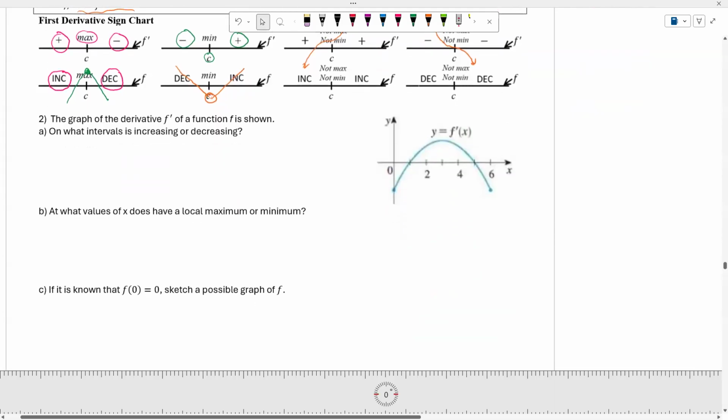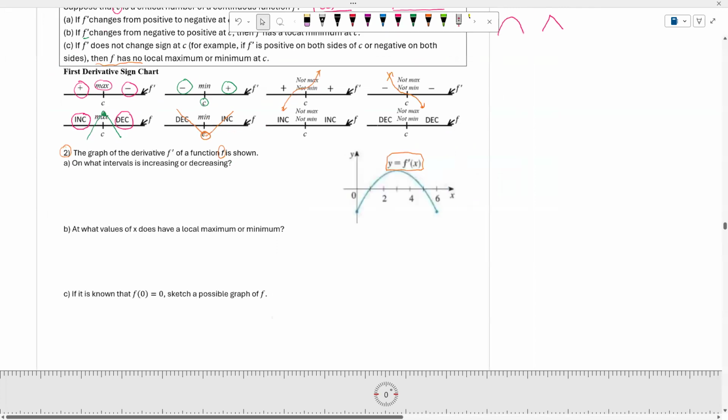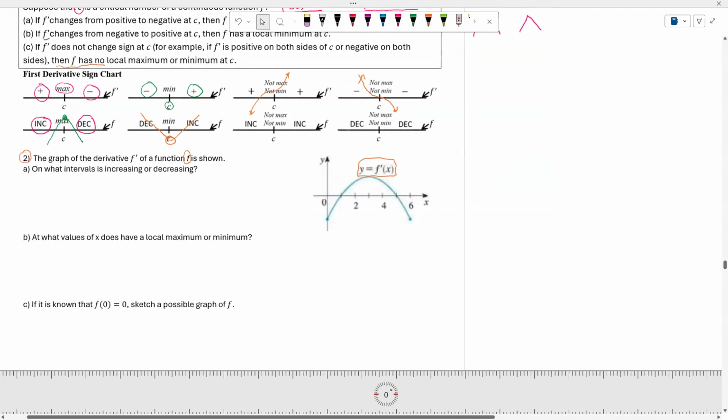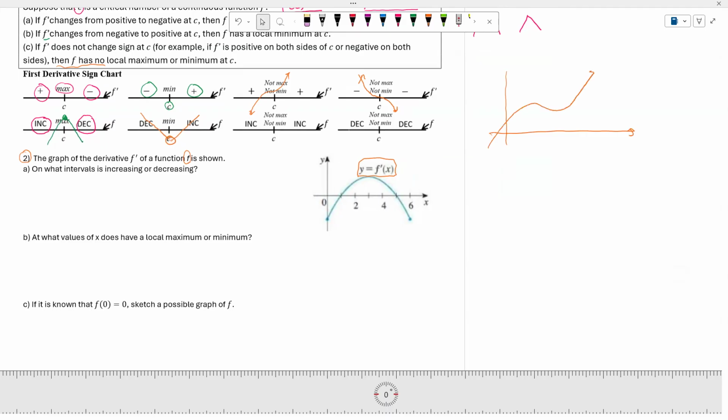Right now we would like to work on number 2. We have the graph of f prime, and we would like to sketch the function f. Let us see how we actually do this type of problem. Remember in the previous package, we learned how to get from f to f prime.